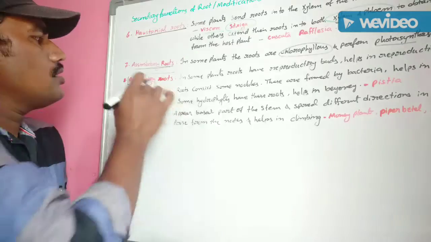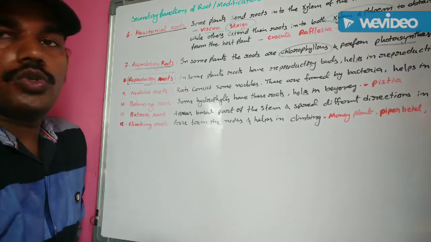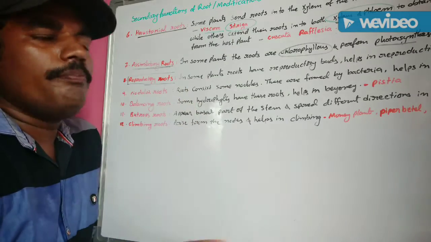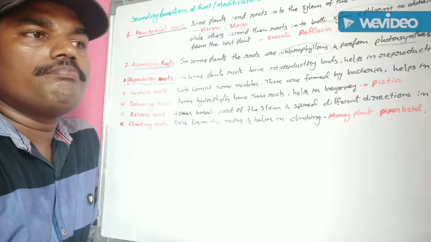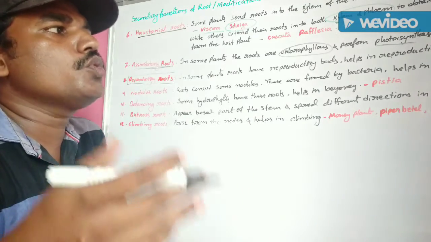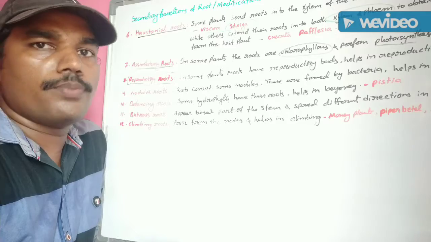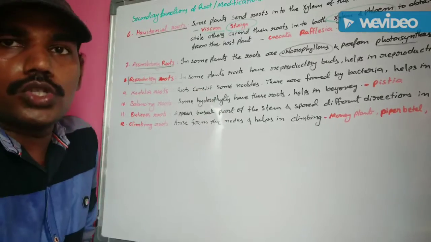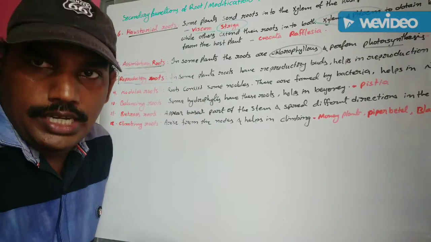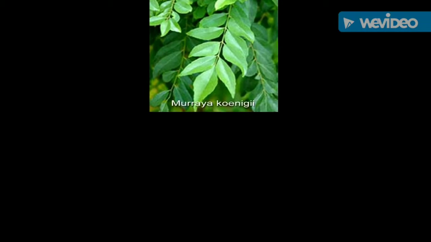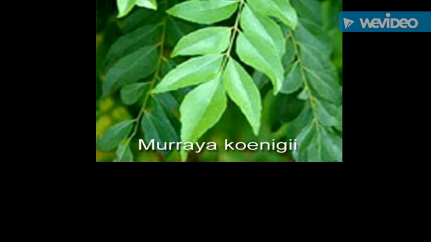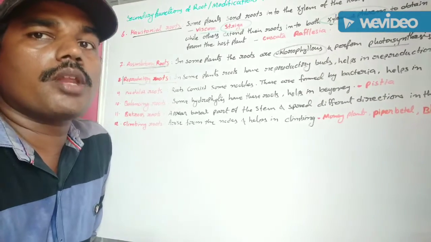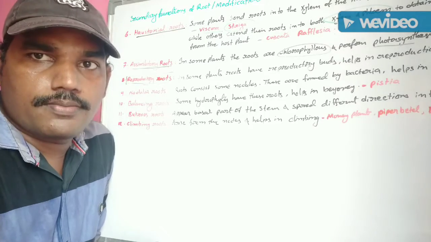Another root modification is reproductive roots. In some plants, roots have reproductive buds. Reproductive buds on roots help in reproduction. So these roots are known as reproductive roots. You know already, Murraya koenigii, curry leaf. Psidium plants and Murraya koenigii both contain reproductive buds on their roots.